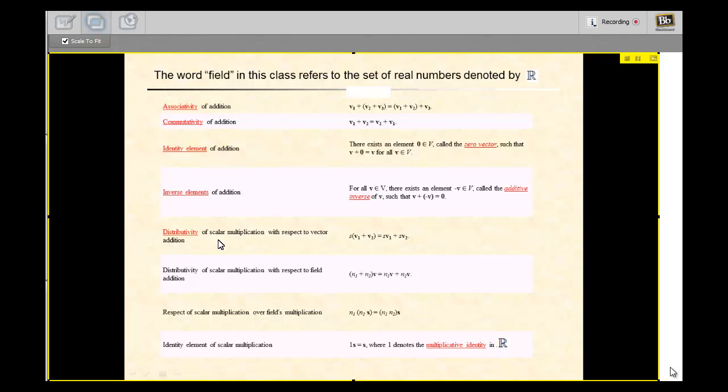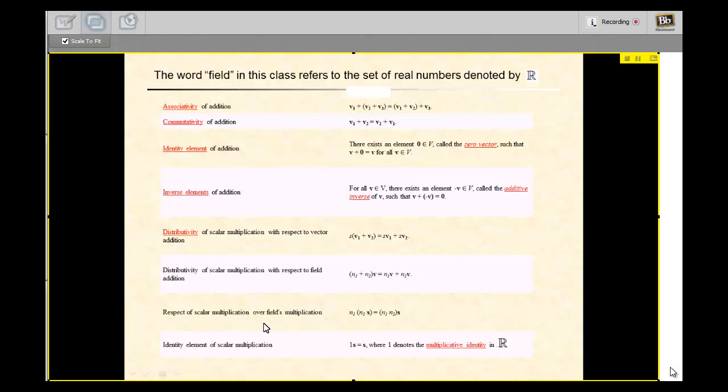The next property is the distributive law. Distributivity of scalar multiplication with respect to vector addition: if we multiply any scalar s with the vector v1 plus v2, then it will be equal to sv1 plus sv2. That's called the left-hand distributive law. Similarly, distributivity of scalar multiplication with respect to the field addition: if we have two scalars and one vector, then we can write n1v plus n2v.